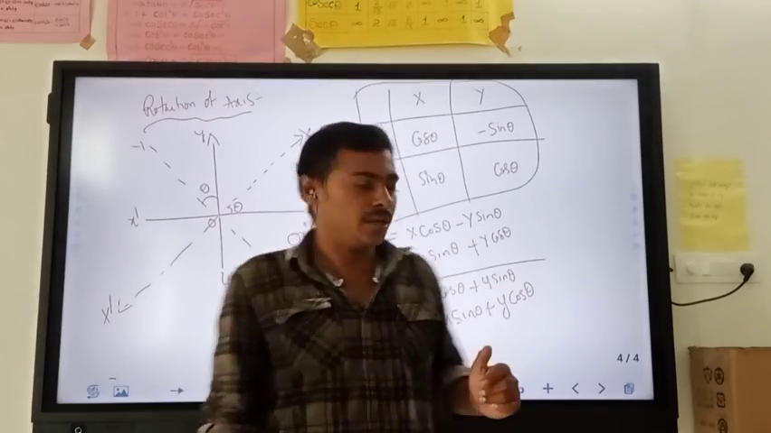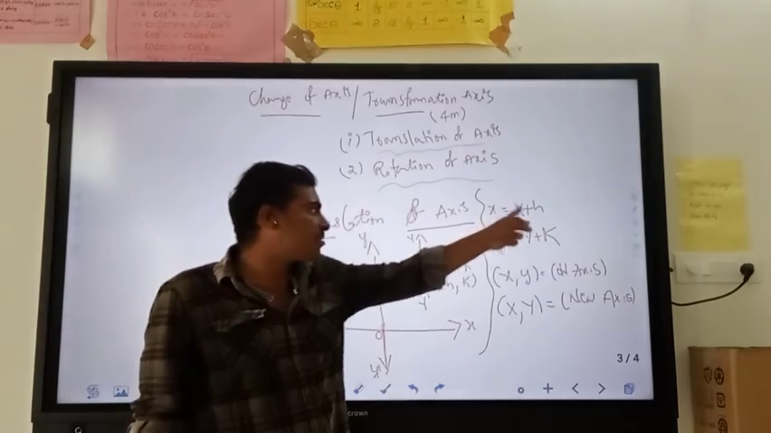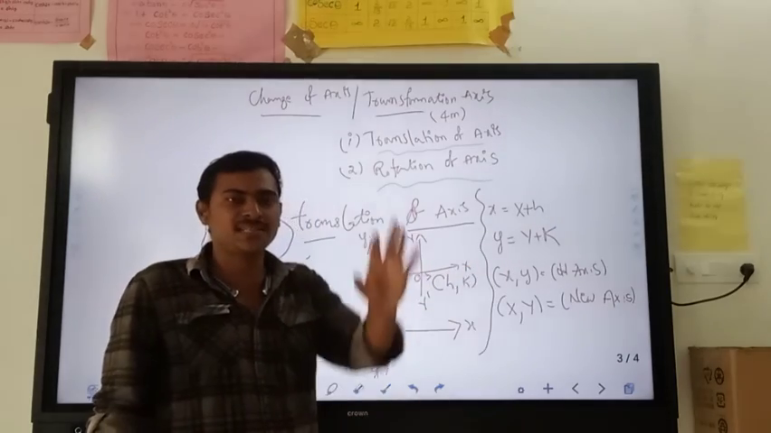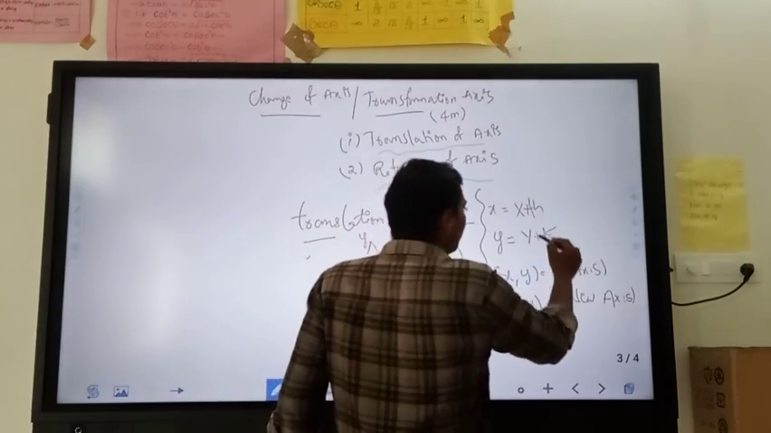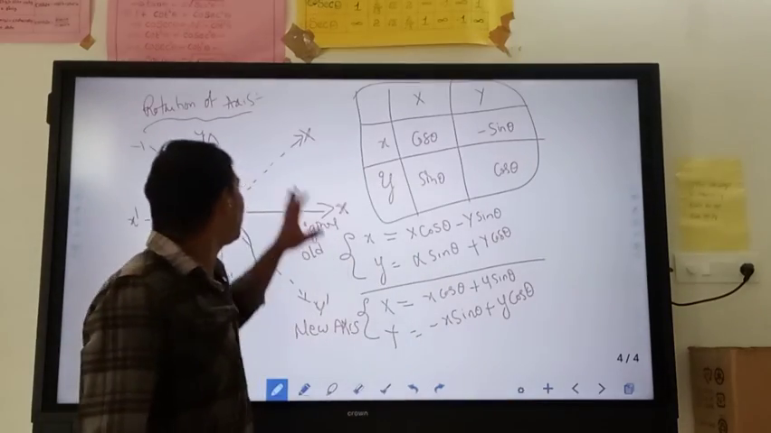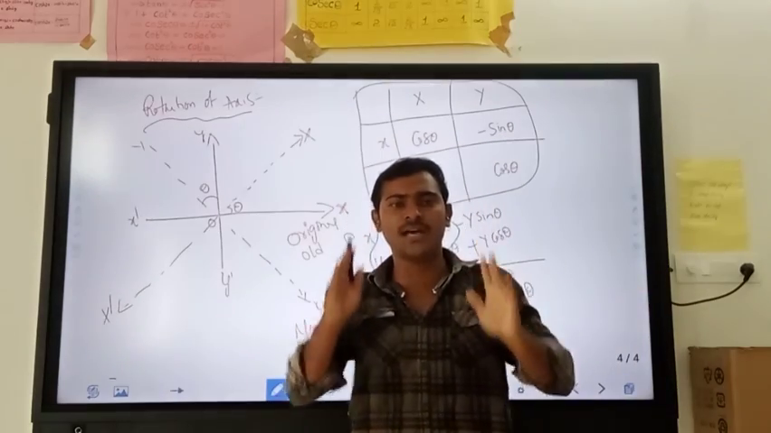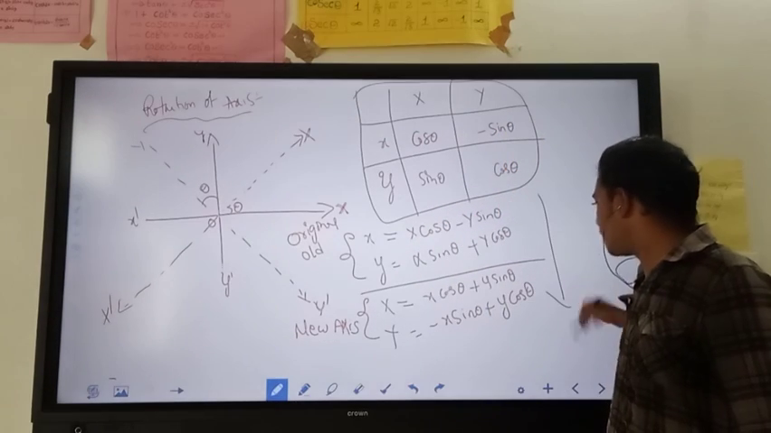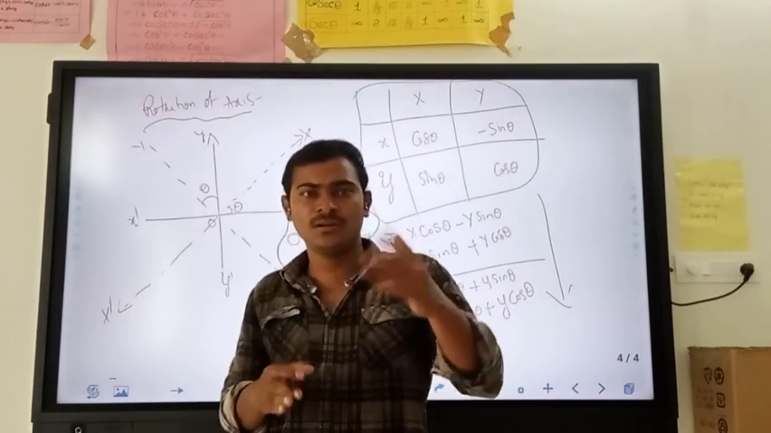We have to remember that in translation of axis, small x equals capital X plus h, small y equals capital Y plus k, where small x, y are the old or original axis, capital X, Y are the new axis, and h comma k is the origin shifted point. Rotation of axis means rotating the axis without changing the origin. We have to remember the diagram, this table and these formulas. In the next session we are going to learn problems on rotation of axis.